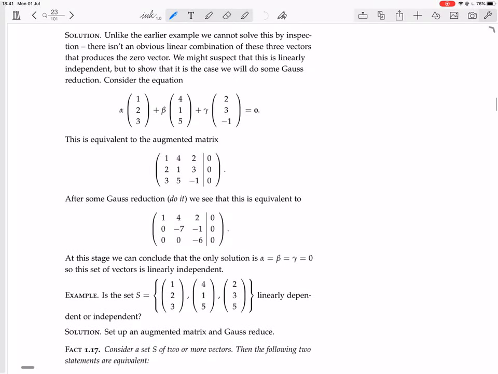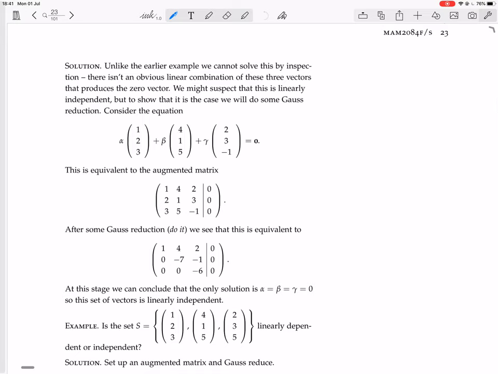Okay, so to tell if it's independent, if this thing is dependent or independent, we should maybe first start by inspecting it. Is any vector obviously a multiple of other vectors? I can't see anything. Maybe you can. If you can, then you could just write that down and be finished.